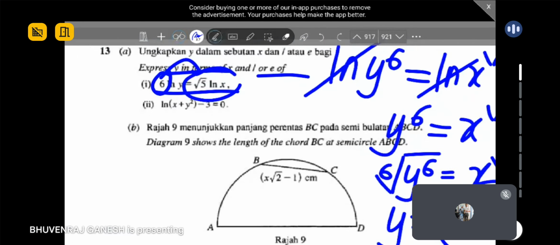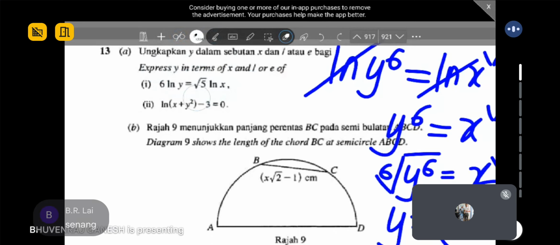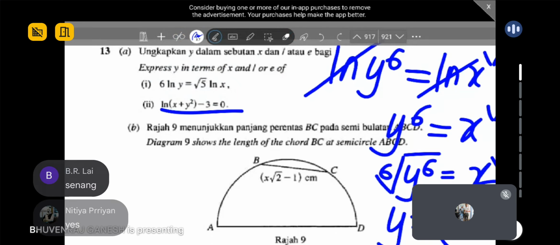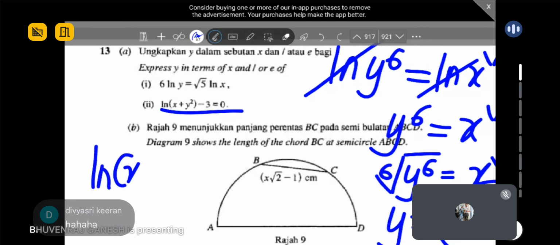Simple or not, guys? Senang kan soalan ni? So fast. Next one. Okay, this one even more senang lah, guys. Sangat senang lah yang ni. So this one, first step, you shift the 3 to the right-hand side.